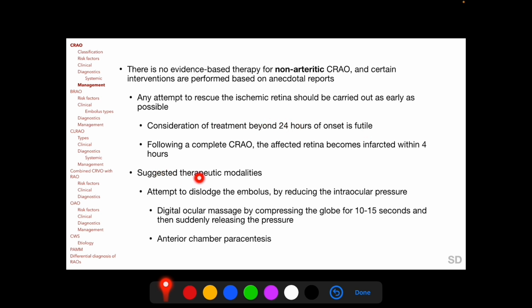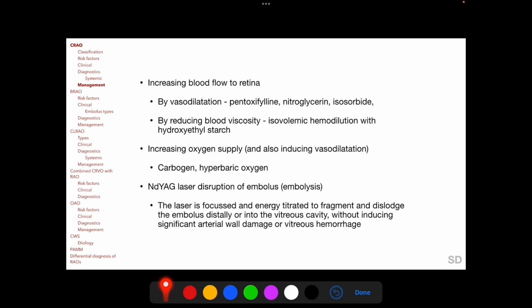Suggested therapeutic modalities for non-arteritic CRAO include attempt to dislodge the embolus by reducing the intraocular pressure, and this includes digital ocular massage by compressing the globe for 10 to 15 seconds and then suddenly releasing the pressure, and anterior chamber paracentesis. Attempt can be made to increase blood flow to the ischemic retina by vasodilators such as pentoxifylline, or by reducing blood viscosity with the help of isovolemic hemodilution, in which 500 ml of patient's blood is extracted and replaced with similar volume of hydroxyethyl starch.